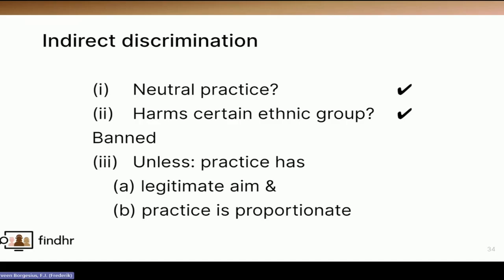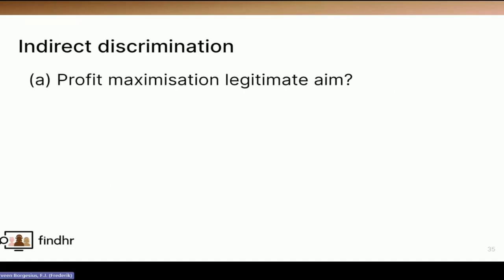If that practice has a legitimate aim and the practice is proportionate. I know, typical legalese. I didn't make it up. This is just how the law says it. So let's check. Let's assume that the company just aimed for more profit, and I'm sure it did. I don't think they did so because they hated people with an Asian background.